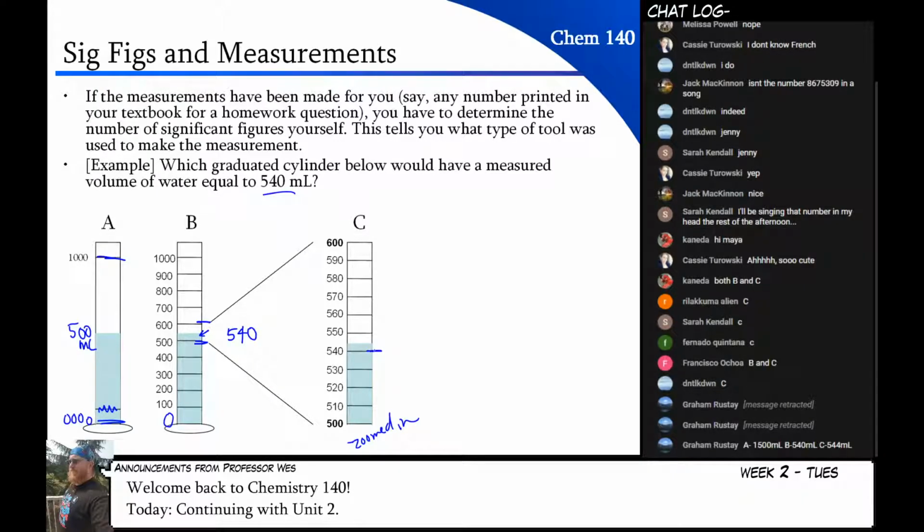Finally, over here, I know that my answer falls between 540 and 550, so I'm going to write 540 down, and then I'm going to guess the next number, which would be like 544 or something like that. I don't need to write any other zeros because that would change my magnitude if I did this. And I don't want to write a decimal point because that would imply that I know those numbers. So of the graduated cylinders, that should tell me which one says I have a volume equal to 540, the only one that does is graduated cylinder B.